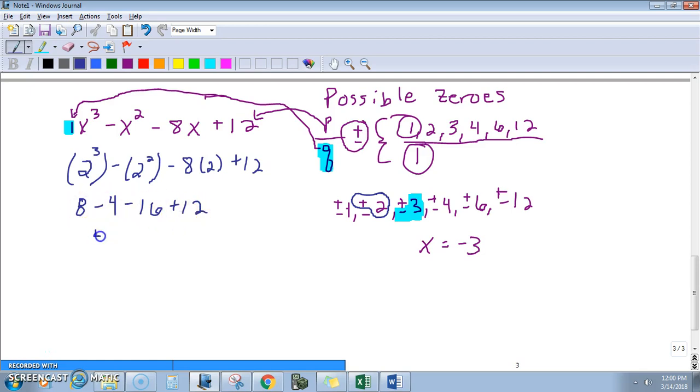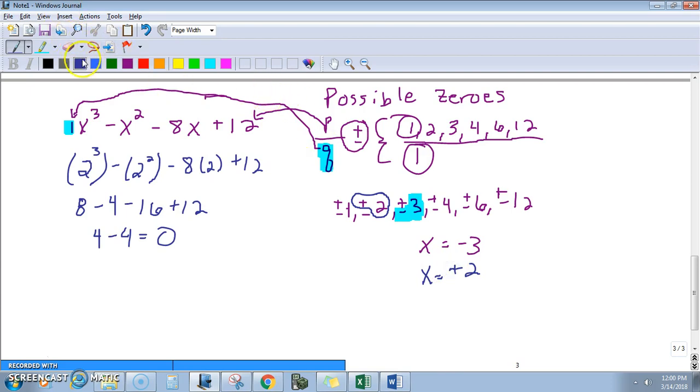So 8 minus 4 is 4. Negative 16 plus 12 is negative 4. Look, you guys, I found another 0. I think it's positive 2. Did I do all of that correctly? If I did, then one of my zeros is also x equals positive 2. So you could keep doing it that way and picking different numbers. I randomly was able to pick that number.